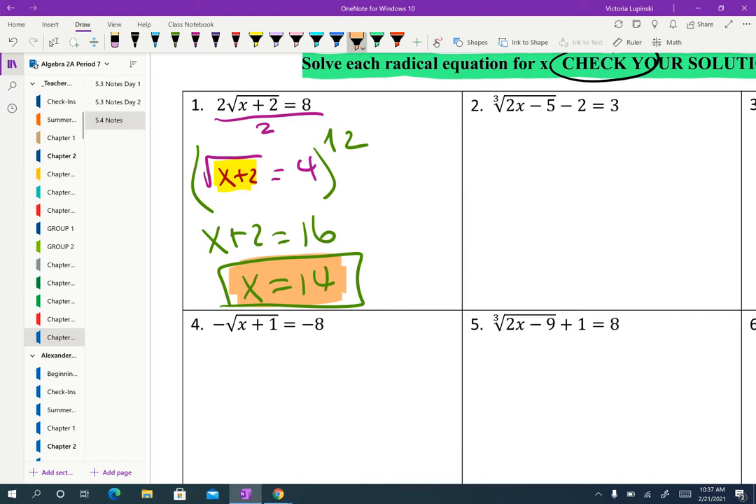If you wanted to check, you're going to go ahead and take that 14, plug it back in for x, and make sure it gives you a true statement. So if you do 14 plus 2, you get 16. The square root of 16 is 4. 4 times 2 is 8. So it certainly works. And again, it takes but a few seconds to check. So I think it's a good habit to try to get into.